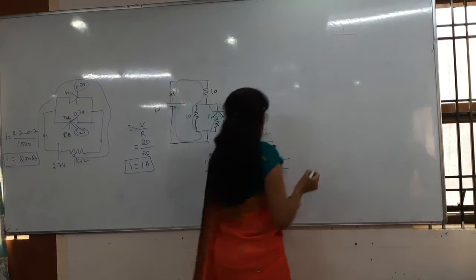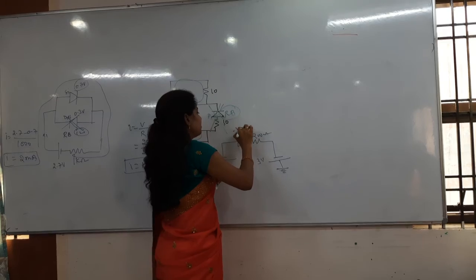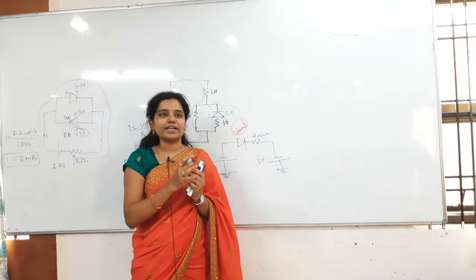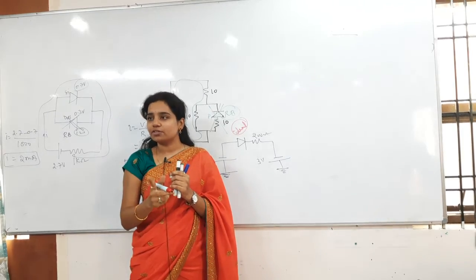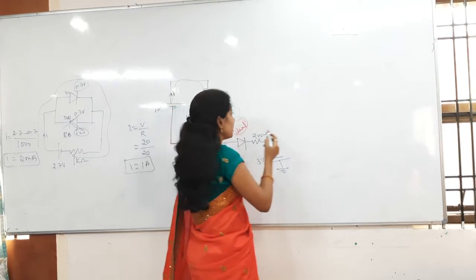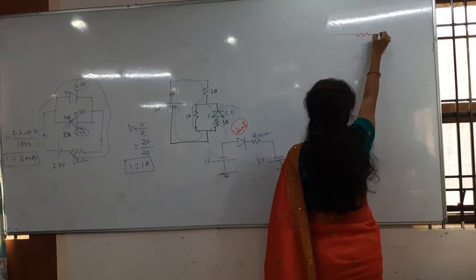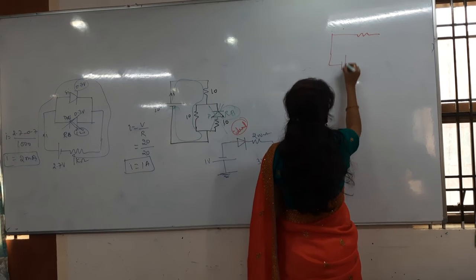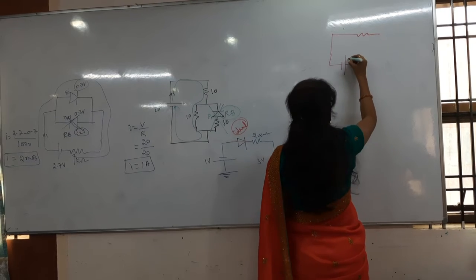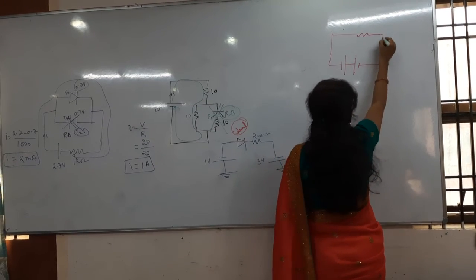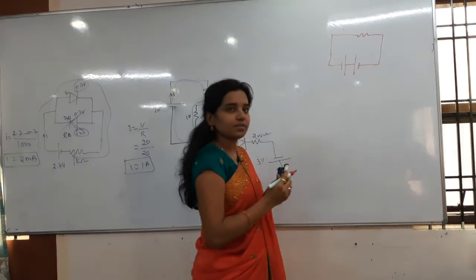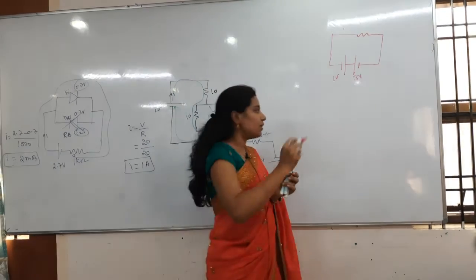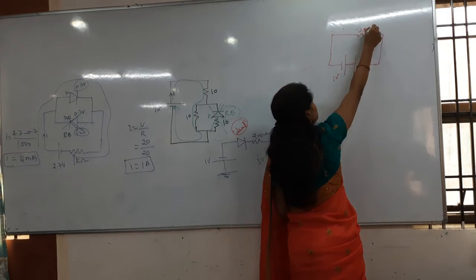I said ideal PN junction. Ideal is nothing but there is no need to take the diode. If ideal diode, it is nothing but no diode. No diode means you will get a connecting wire like this, and then here resistor R is there. Here the voltage 1 volt is there like this, and then 3 volts like this. This is the equivalent circuit I drew. This is 1 volt, this is 3 volts, and this is our 200 ohms resistance.